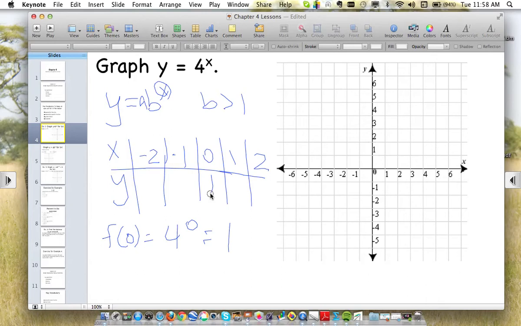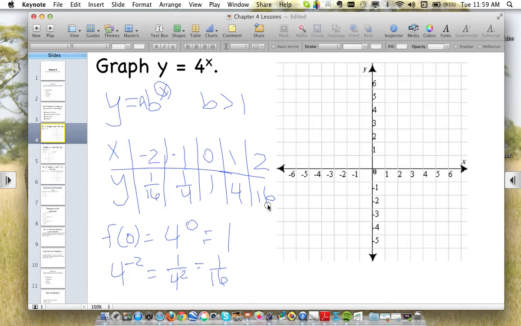Starting on the left-hand side, if x is equal to -2, that means 4 to the -2, which means 1 over 4 squared. Notice that this is not a negative number. This is just 1/16. 4 to the -1 would be 1 over 4 to the first, so 1/4. If x is equal to 1, that's 4 to the first, so that would be 4. If x is equal to 2, 4 squared, so 4 times 4, 16.